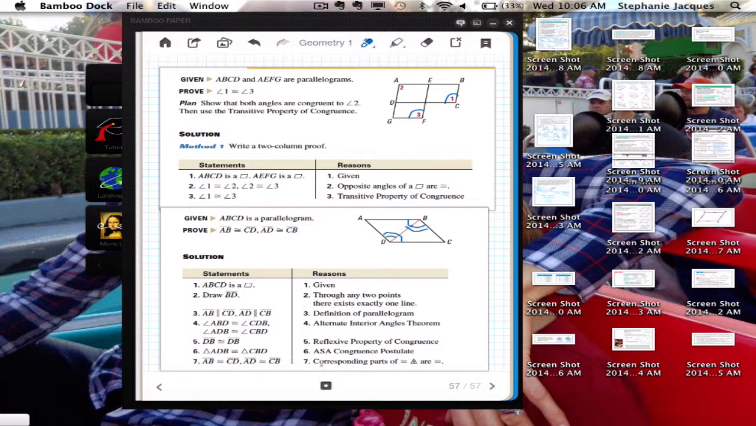And the reasoning for that is corresponding parts of congruent triangles are congruent.